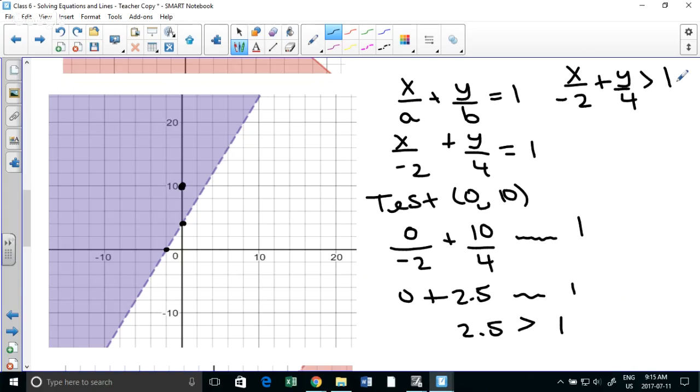Is this clear for everybody? Do we need to see one more, or is this enough for us? One more. Cool.